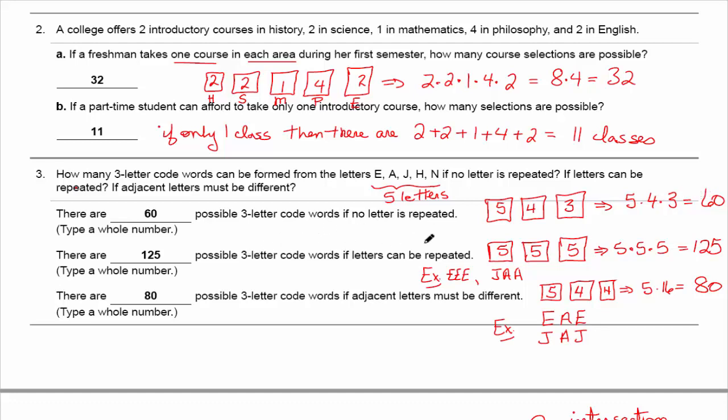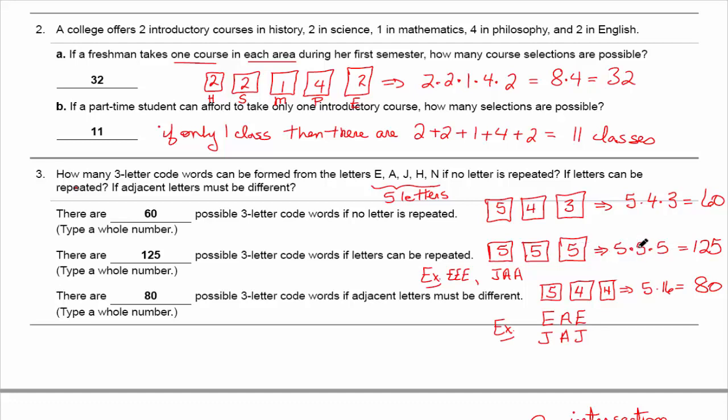What if they all can be repeated? So I could have E, E, E, J, E, A. So I can have repeats. Well, then there's 5 to pick for the first letter, 5 to pick for the second, and 5 to pick for the third.